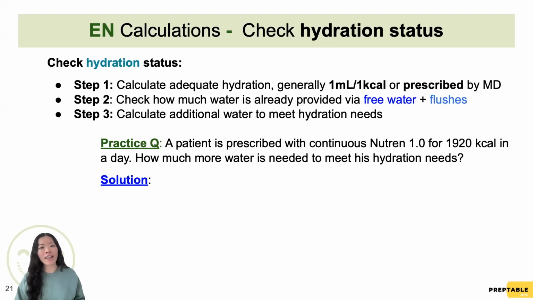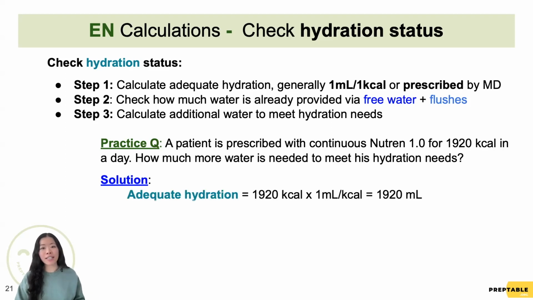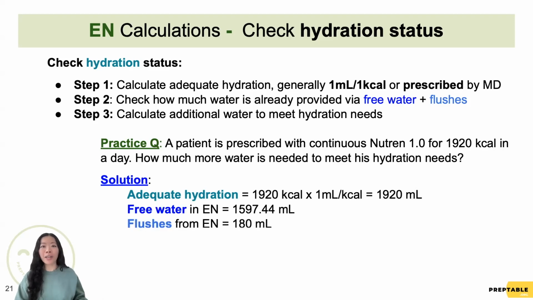Step 1, let's find the adequate hydration. Since this patient is getting 1920 kcal of formula, we will need 1920 milliliter of water for him. Step 2, find the free water and flushes. Well, from our previous calculations, you already know that in that 1920 milliliter of nutrient 1.0, there is 1,597.44 milliliter of free water. On top of that, you will be giving water flushes of 180 milliliter since he is getting continuous feed.